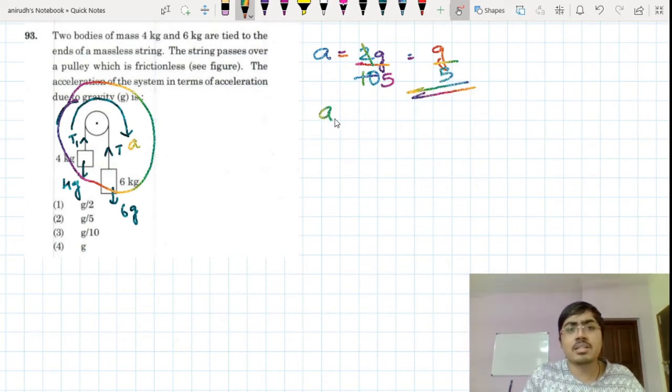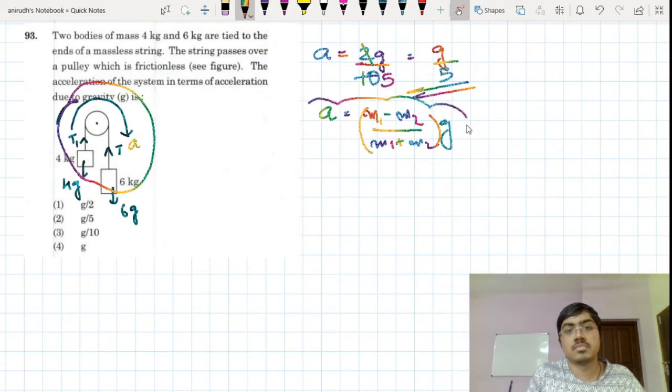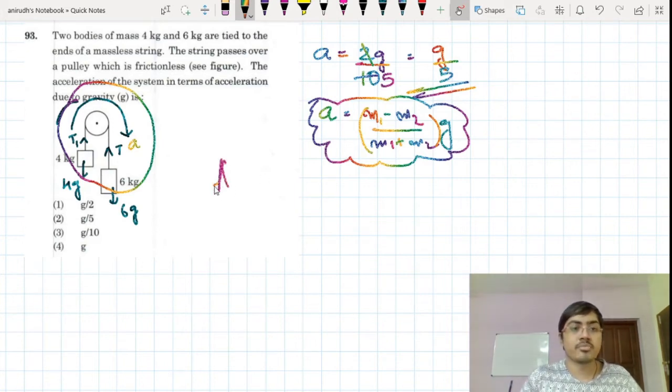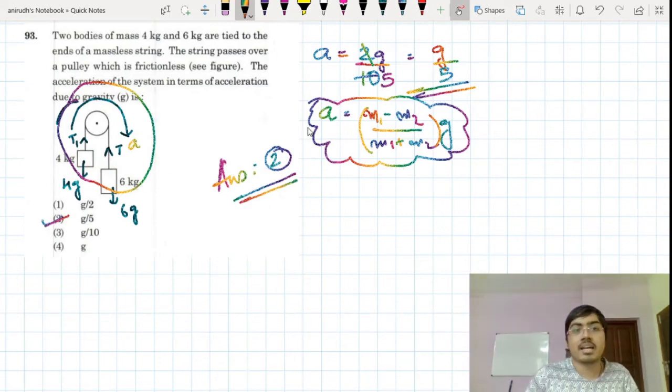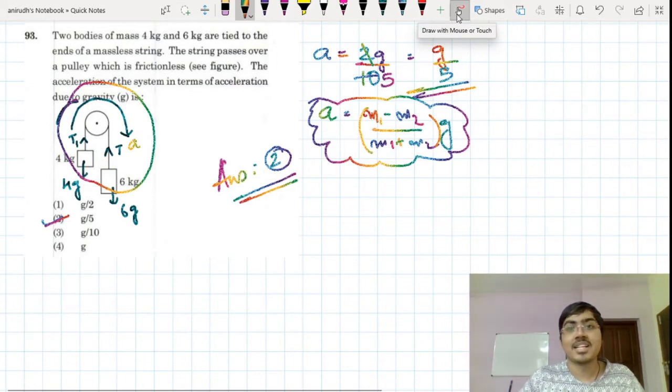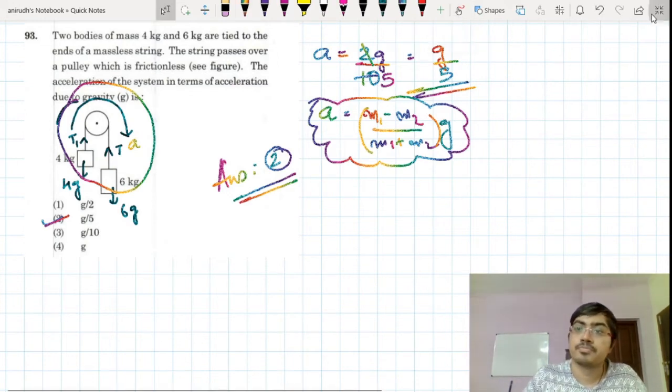Or you can even solve this by the very basic equation, (m1 minus m2) divided by (m1 plus m2) multiplied by g. m1 is 6 minus 4 is 2, divided by 10, multiplied by g. So this is my answer for this question. I will be marking option 2 as the correct answer. Straightforward, simple, direct question that everybody will learn while they are studying for this exam, right? So let's go to the next question now.